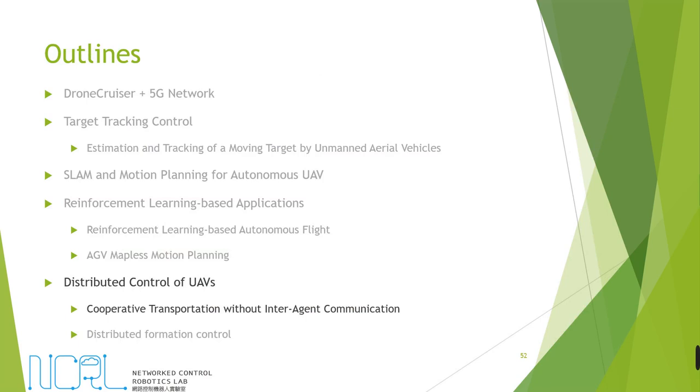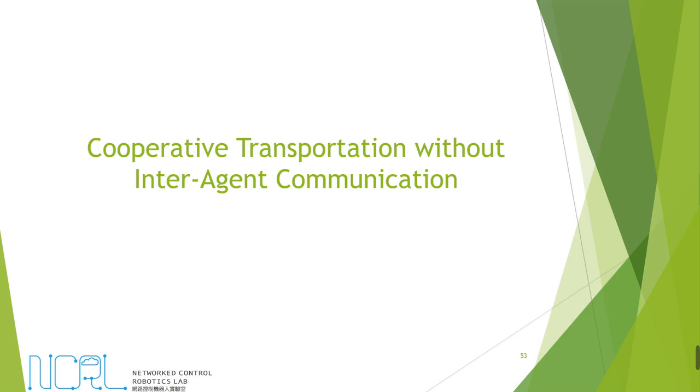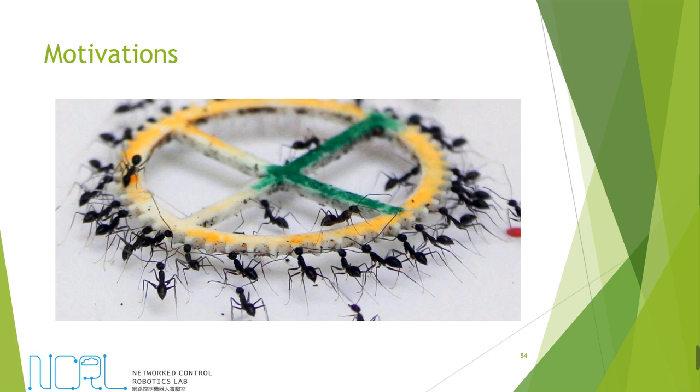The last topic is about distributed control of UAVs. The first topic is cooperative transportation without inter-agent communication. It's inspired from nature, where you can observe that a group of ants can transport their food or any goods to their home without any communication, but they can still achieve the same objective, which we define as the global objective.